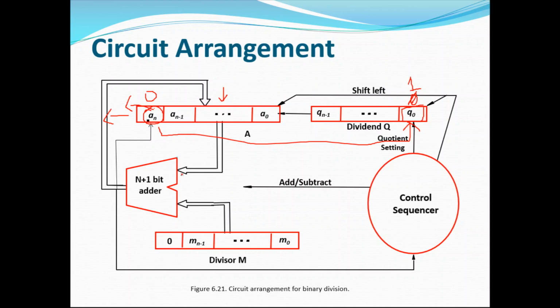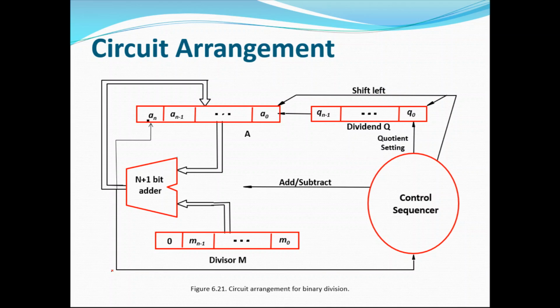How many times should we do this? That depends on the number of bits in the divisor and dividend. If the number of bits in the divisor and dividend is n, you have to do this for n times. If the number of bits is 4, then this cycle you have to do 4 times. Once you have completed 4 cycles, finally after the fourth cycle, in A you will have the remainder, and in Q you will have the quotient.